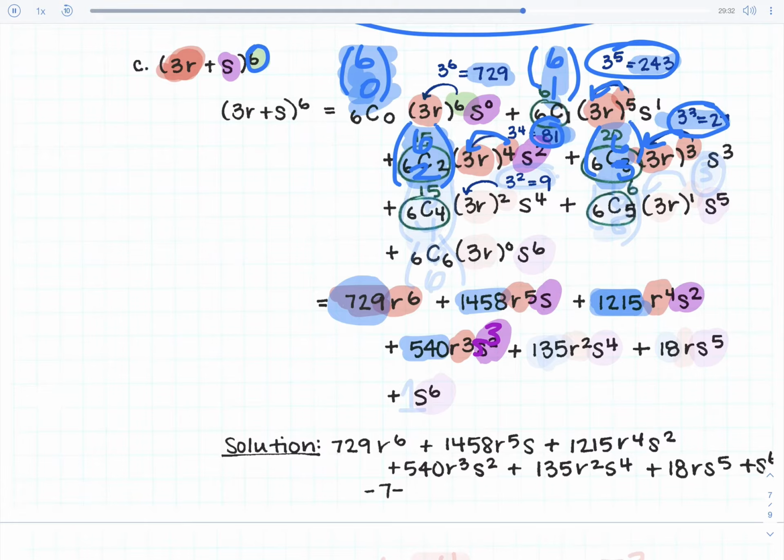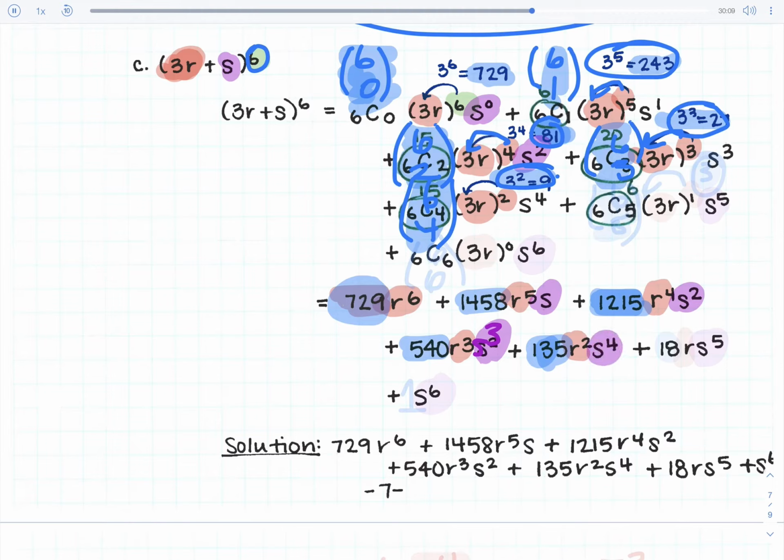And keep on going. The next one we'd be again working our r's down, so a 3r squared. Well, it means we're going to have an r squared. The 3 squared would actually get us 9. And we take that 9 and multiply it by the combination with a 6 and 4, which our calculator would again give us a 15. So the 15 there times the 9 we got would give us 135. And again, we're working our s's up, so that would be an s to the 4th power.